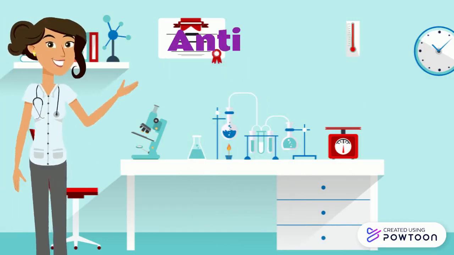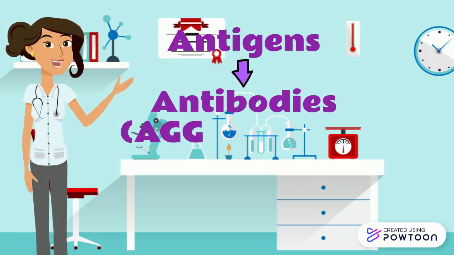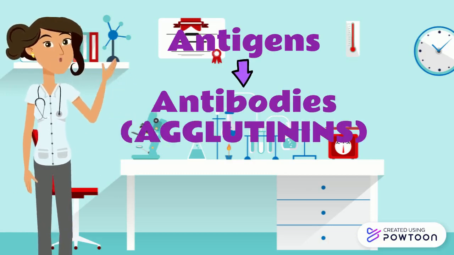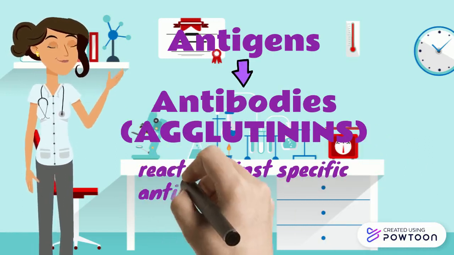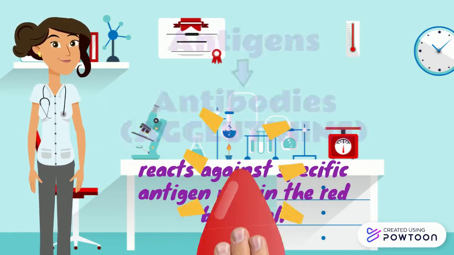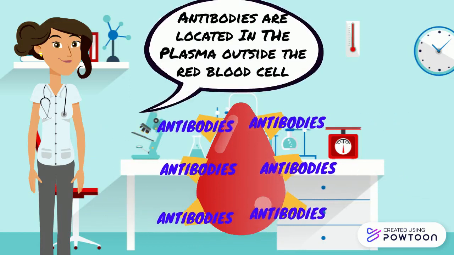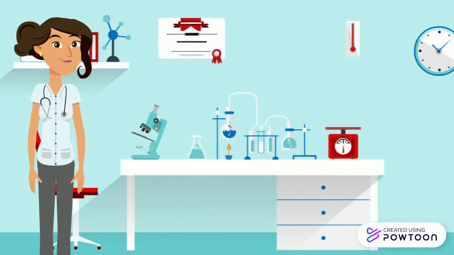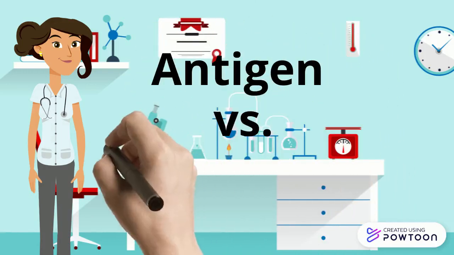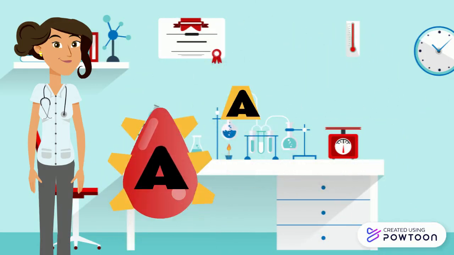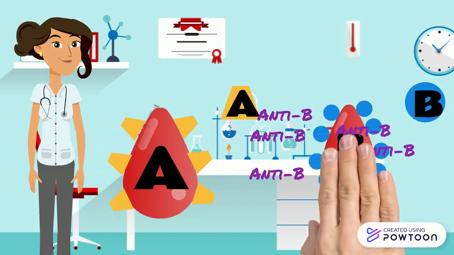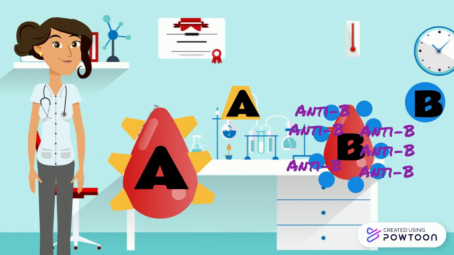Moreover, antigens in the red blood cell activate antibodies called agglutinins. Agglutinins react against a specific antigen within the red blood cell. These antibodies are located in the plasma and they interact with the antigens and trigger a response. So in the blood, antigen is opposite from antibodies in the sense that if we have A antigen, our antibody will be anti-B, which will only destroy B antigen. This means that blood containing B antigen will trigger the antibodies of A antigen to destroy them.